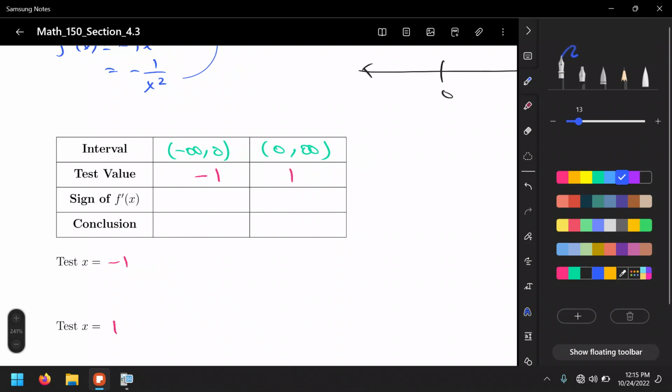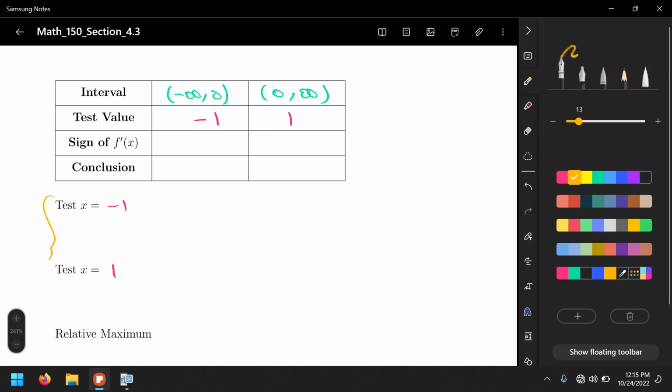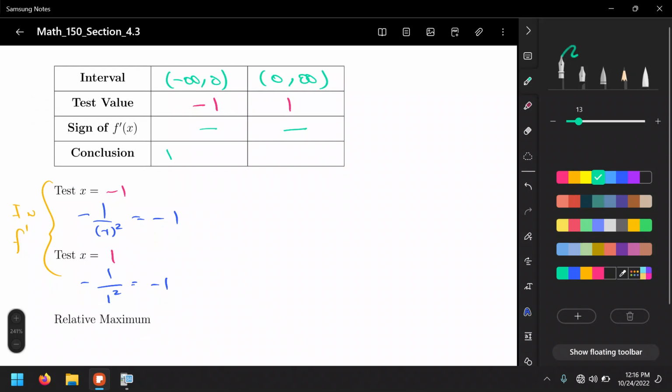So in this case, we need to test this again in f prime, not in the original function. So that is -1 over (-1)^2, which gives us -1. And -1 over 1^2, that's also -1. So in this case, what are we going to obtain? Negative and negative. So that means decreasing and also decreasing. So in this case, we're not going to have any max or any min.